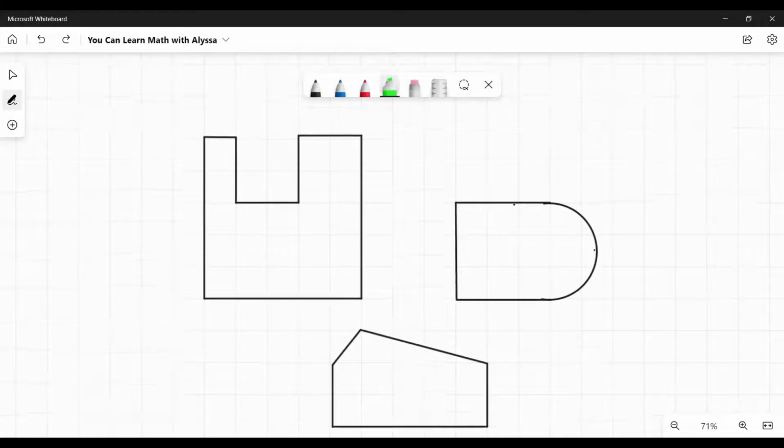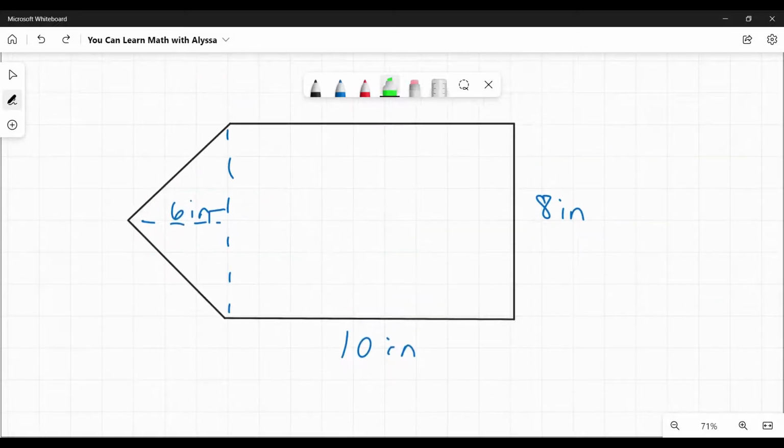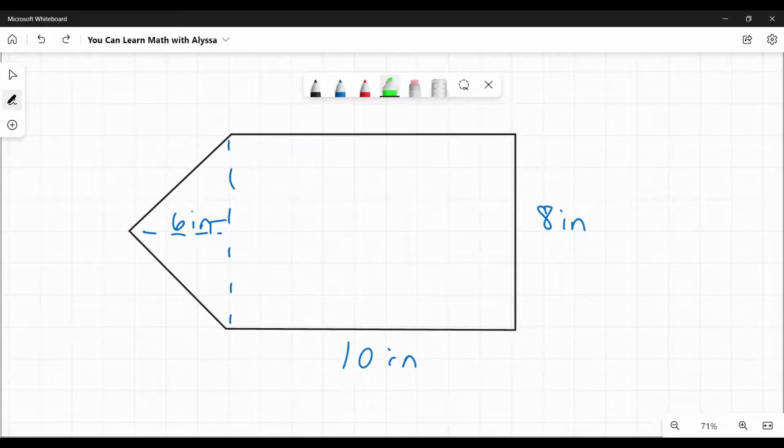So the first example that we're going to go through is this one, and they've made it a little easier. This is a sample that came from a student's book. They've got this dotted line here to provide the base of this triangle, so it's a hint. Here's the two shapes that we have. So this one is a rectangle and a triangle.